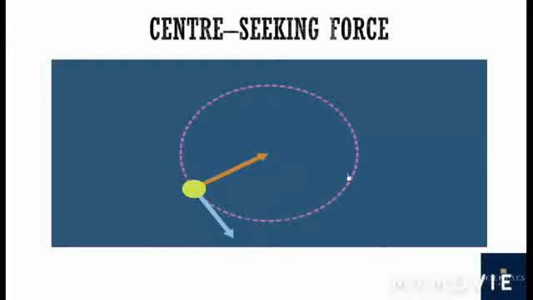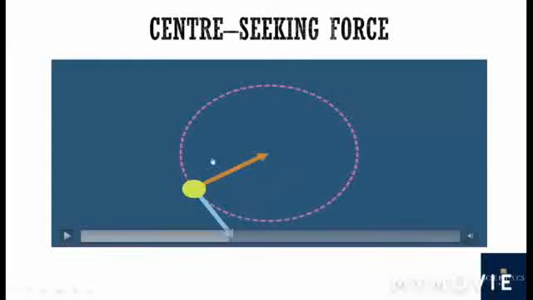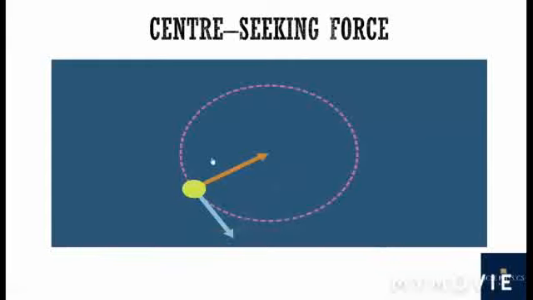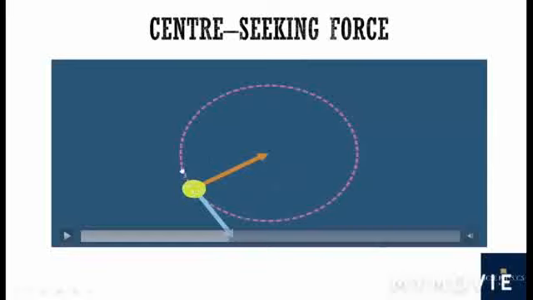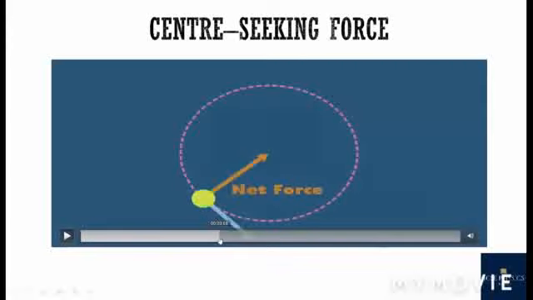What is acceleration? Acceleration is change in velocity per time. So in a circular path, there is an acceleration produced. Why? Because the velocity changes at each point. As we can see here, the velocity is changing at each point.